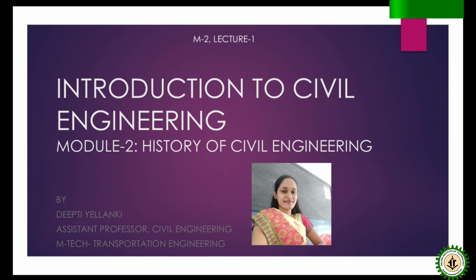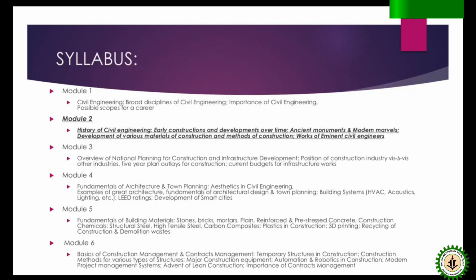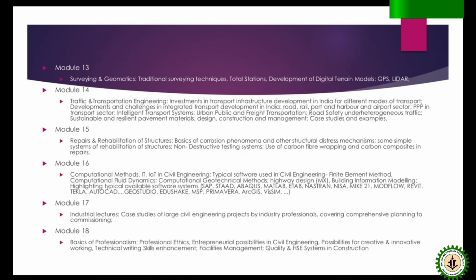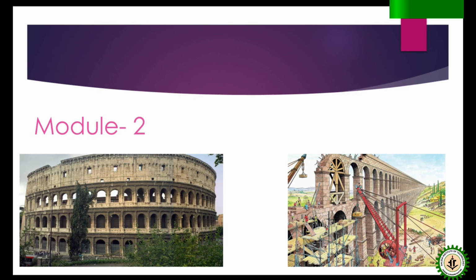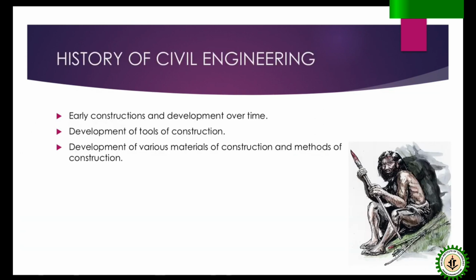This mostly consists of History of Civil Engineering. So this is the syllabus. This is lecture 1 of your module 2. In this, two parts are there. One is your history of civil engineering, constructions and all, and the second part is modern construction marvels, so that we will see in lecture 2. This is lecture 1 of module 2. In this we'll first be looking into the history of civil engineering.